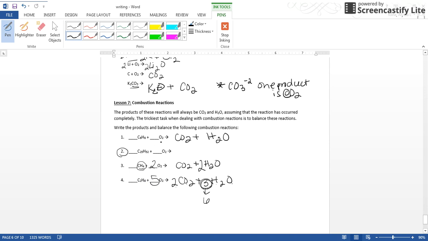Okay, the other two are going to be a little trickier to balance. If you balance this one and give it a try, you should get 2, 15, 12, and 6. This one will be 1, 38, 25 in front of carbon dioxide, and 26 in front of water. That one's a balancing challenge here.